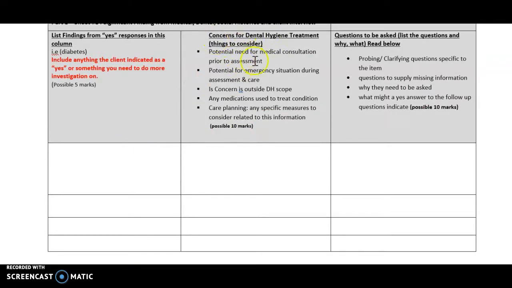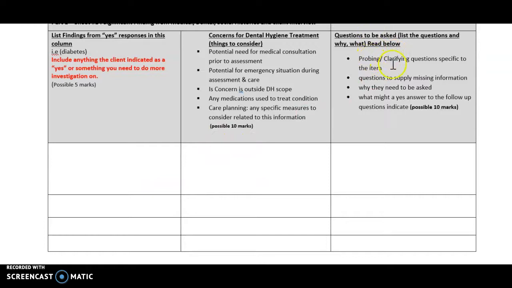So you're going to look at here, considerations for dental hygiene treatment, and then questions to be asked. So this will just be like, could an emergency arise? Is there a need for medical consultation? If so, with who? Is this outside of your scope of practice? Do they need medication for this? Yes answer. And then care planning, anything specific to care planning that you might want to consider.